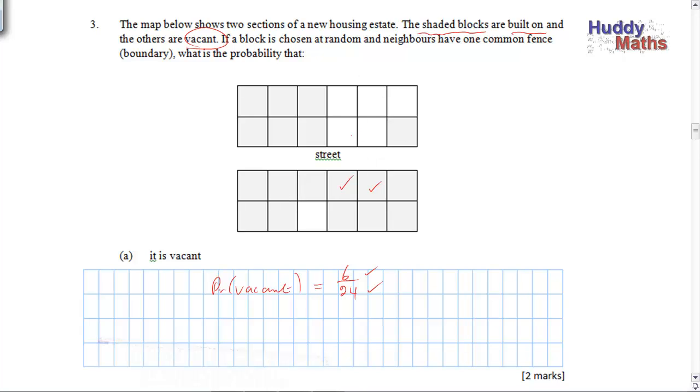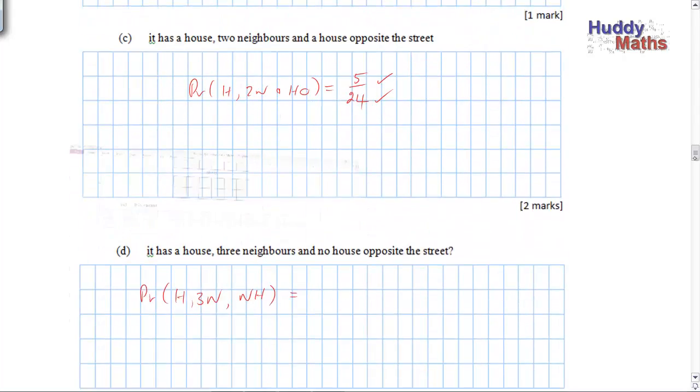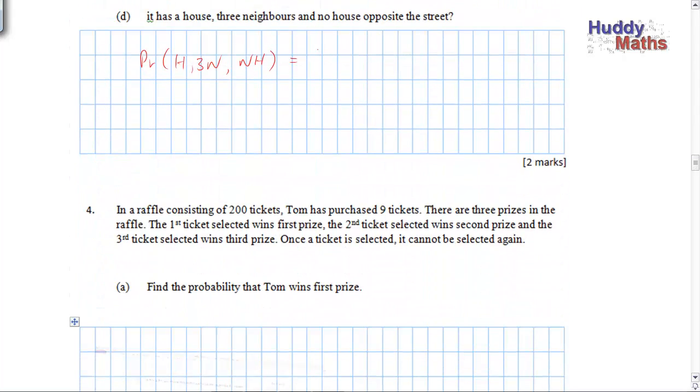So it's got to be these two here, doesn't it? No house opposite. So it's 2 out of 24. 2 out of 24, 1/12 if you like. That's 2 marks. Pretty easy marks these for counting up N, E over N, S basically.